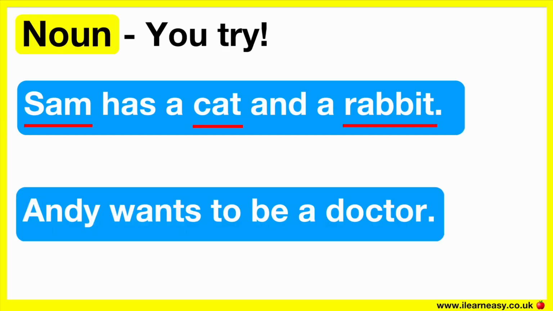Andy wants to be a doctor. The nouns in this sentence are Andy and doctor. Both Andy and doctor are names used to refer to people. However, Andy is a proper noun because it begins with a capital letter and it's the name of a specific person. Doctor is a common noun because it doesn't begin with a capital letter and it's a general name.